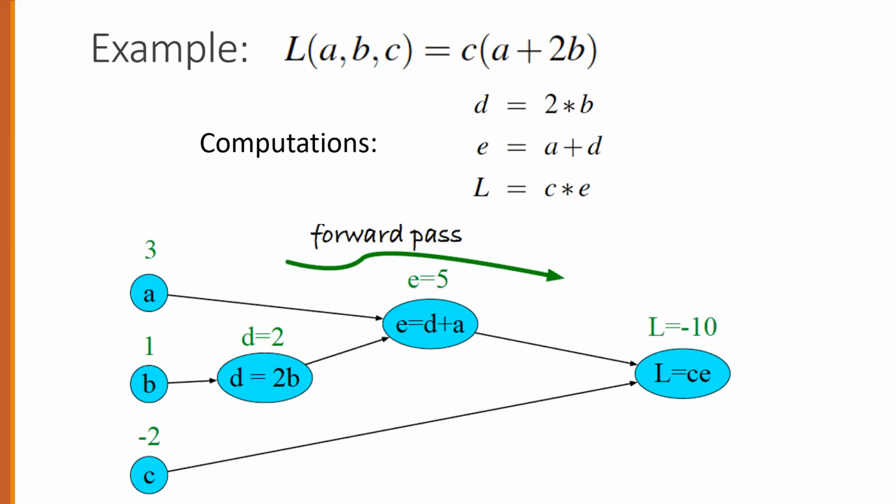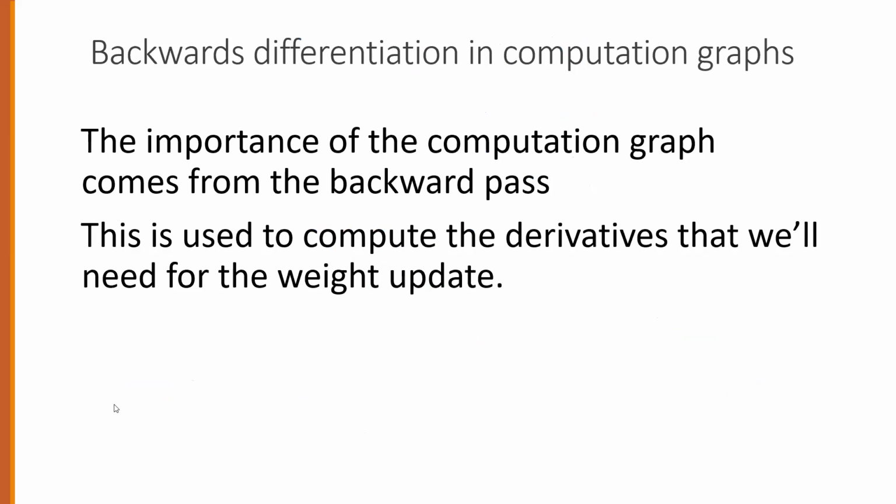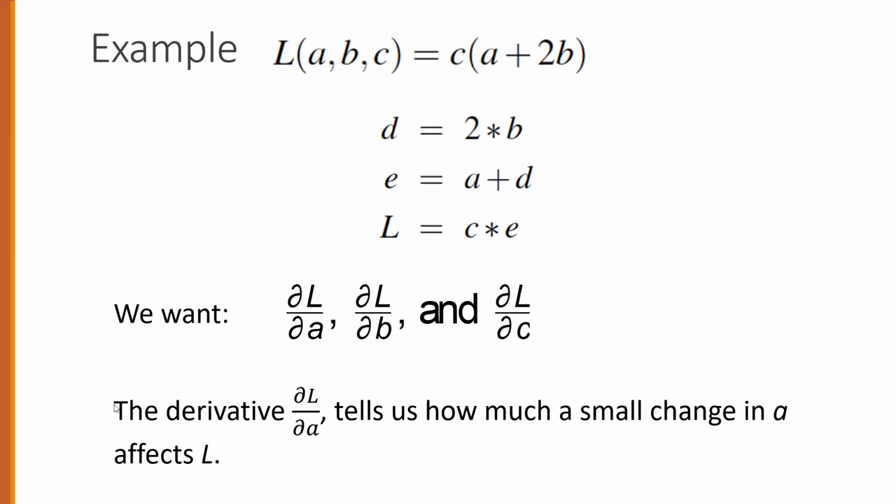That is L is equal to -10. The importance of the computational graph comes from the backward pass, which is used to compute the derivatives that we'll need for the weight update. In this example, our goal is to compute the derivative of the output function L with respect to each of the input variables, that is ∂L/∂A, ∂L/∂B, and ∂L/∂C.